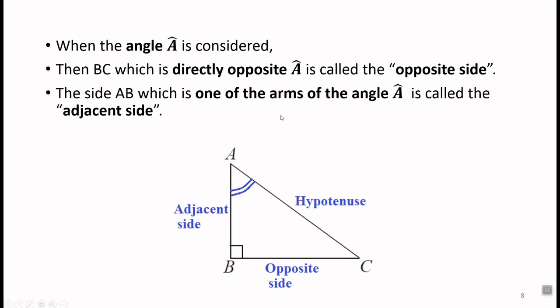When angle A is considered, now we are going to consider a different angle, A. With respect to A, we need to mark what is opposite and what is adjacent. Directly opposite to angle A, we call it the opposite side. The side attached to the arm AB, attached to angle A, we call the adjacent side. Always opposite to 90 degrees, we call it the hypotenuse.